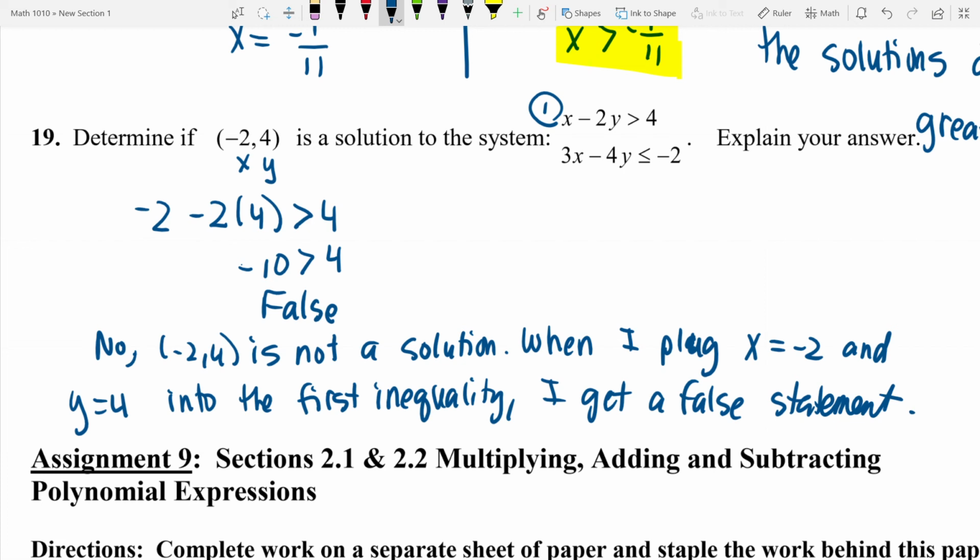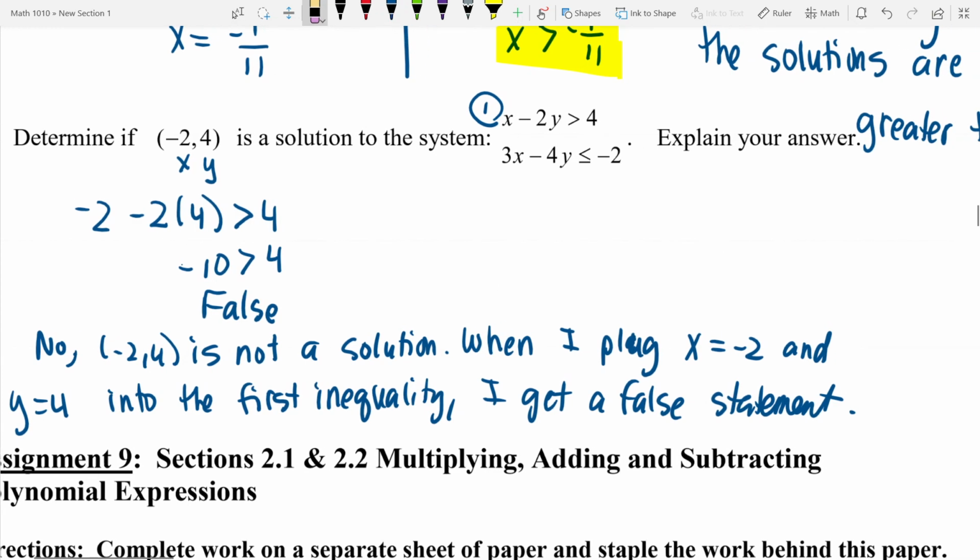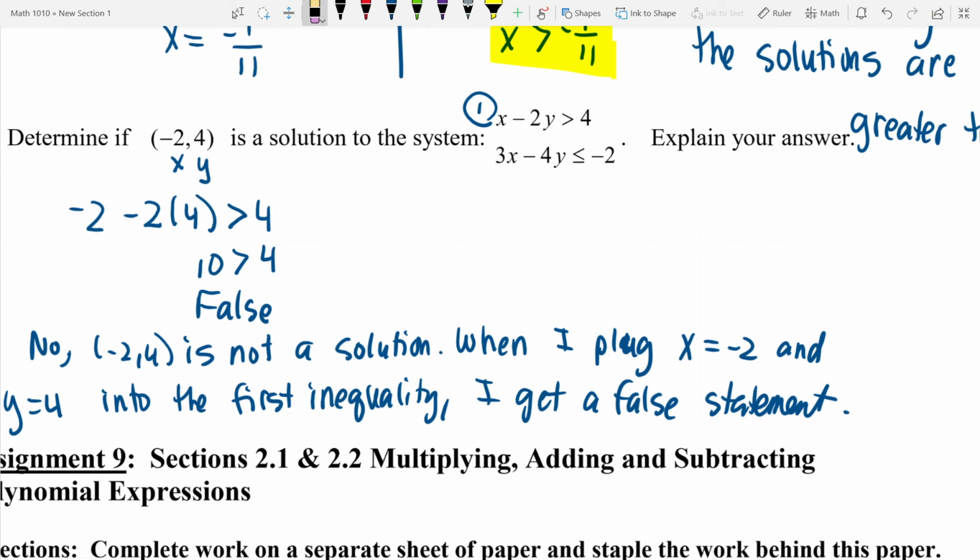I have a question for you. If this was true, just look for a second. If this was 10, and this ended up being something that's true, can I at that moment conclude that the answer is yes? No, you cannot conclude that. What do you have to do? You have to do the other guy. So it has to work for both equations, both inequalities for it to be true. Okay? Okay, that's it. We're done.